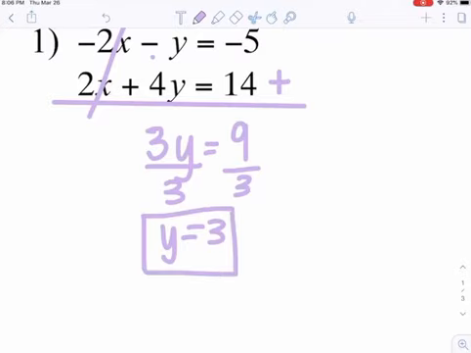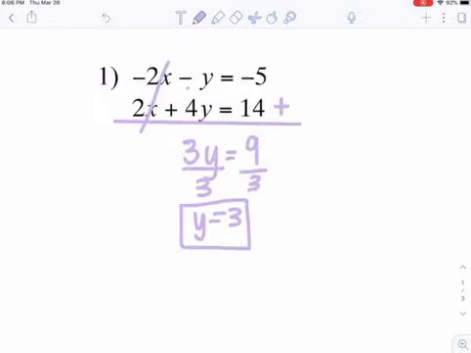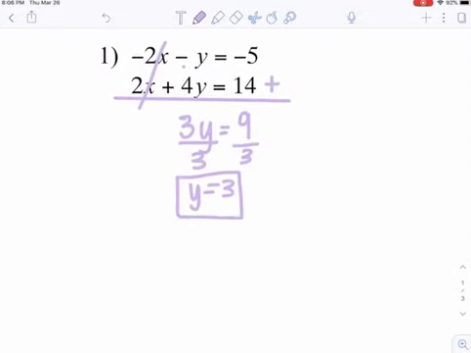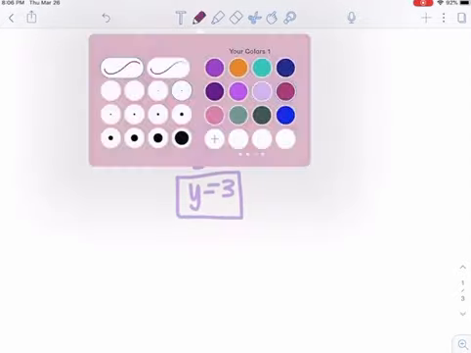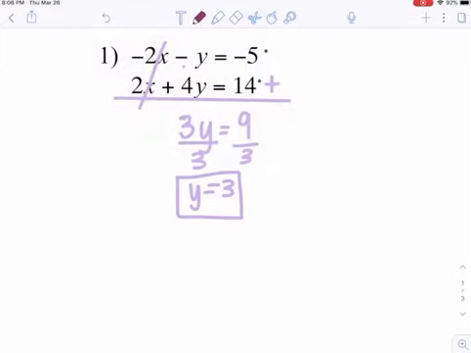Now you're going to use the same method that we did in substitution to find your second variable. You literally just plug in y to either this equation or this equation. It doesn't matter which. I'm just going to plug it into this top equation. Again, it doesn't matter which one, you'll get the same answer. So negative 2x minus, well, instead of putting y, I'm going to put 3 because I know y is equal to 3, equals negative 5.